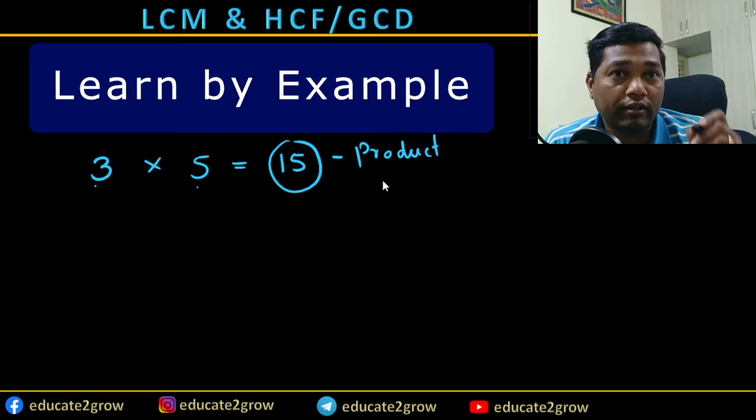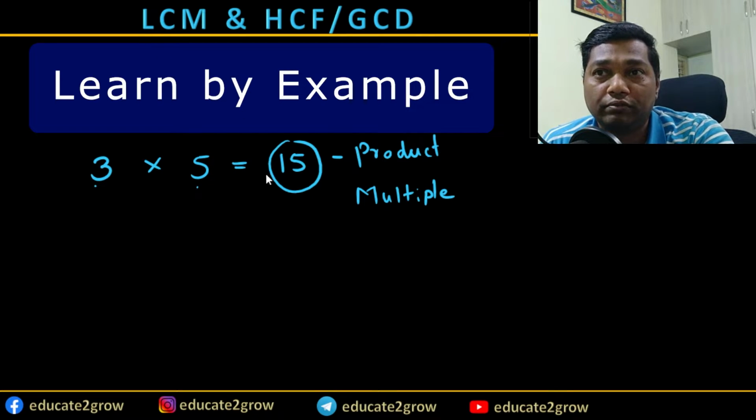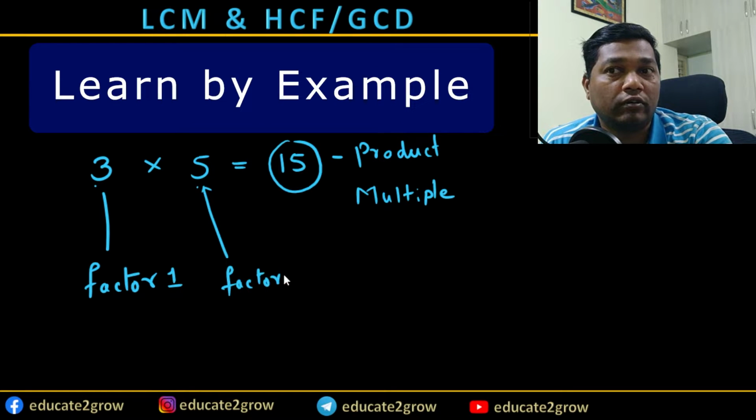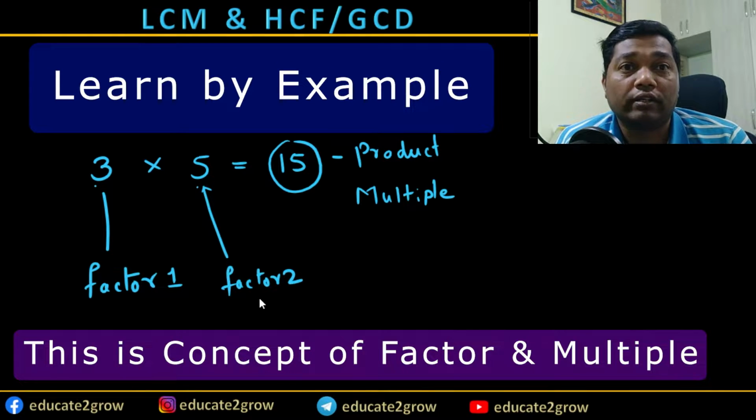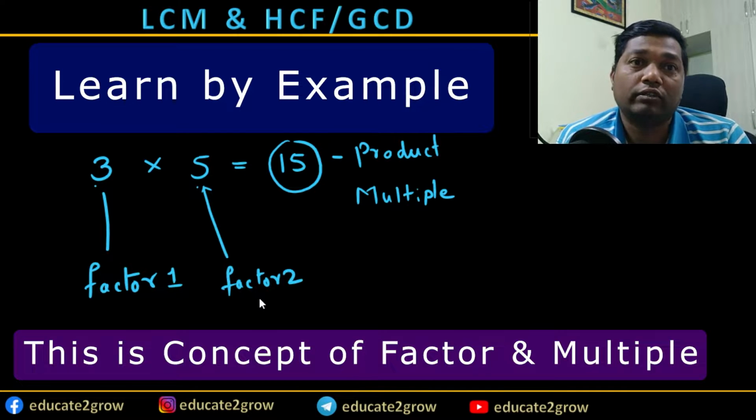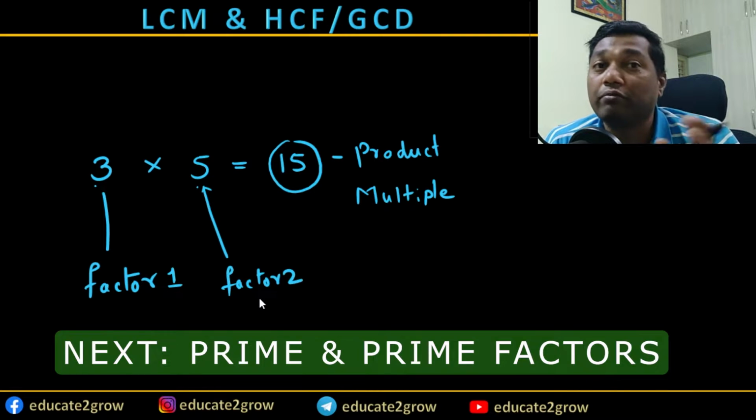Another word is multiple. This is very important to understand. So what are those 3 and 5? Those 3 and 5 are responsible for generating this 15, hence they are called factors. This is factor 1 and this is factor 2. So this is the concept of factor and multiple. Let's get into the next section, where we will understand the prime numbers and the prime factors.